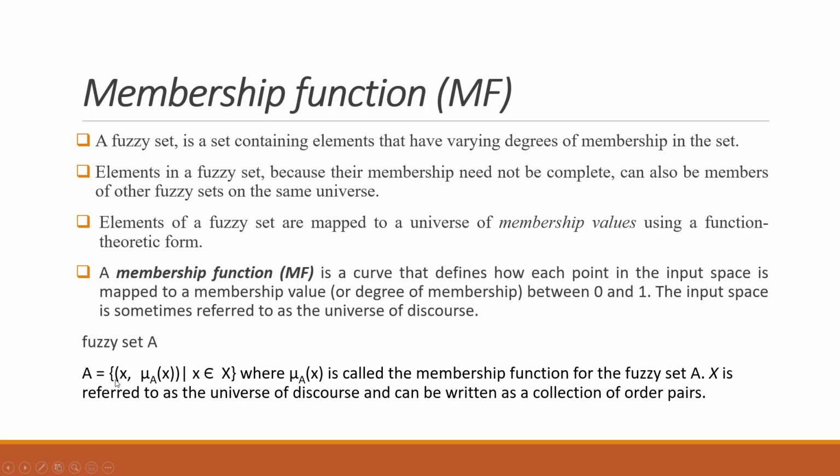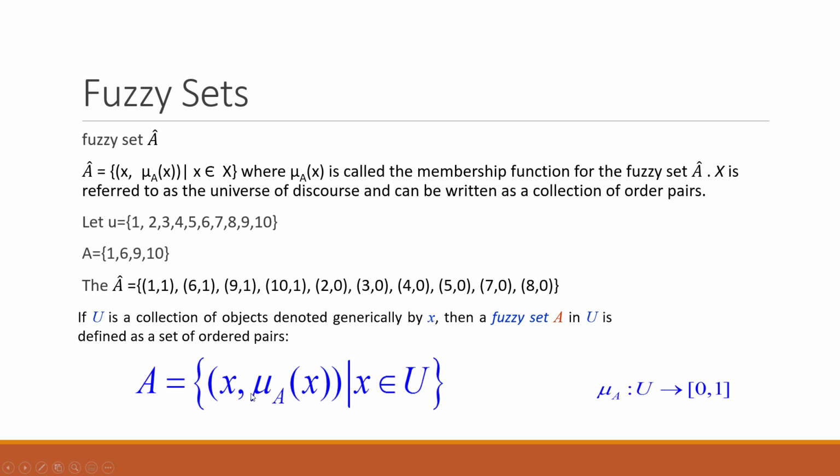Mathematically, we write this as A = {(x, μA(x))}. So x is the element of this set, and μA(x) is the membership value of that element. And x belongs to the universal set X, where μA(x) is called the membership function for the fuzzy set A. X is referred to as the universe of discourse and can be written as a collection of ordered pairs. So basically, a fuzzy set will be in ordered pairs. There will not be a single entity. It will be in terms of ordered pairs. So you can see this is a membership function and this is in ordered pairs.